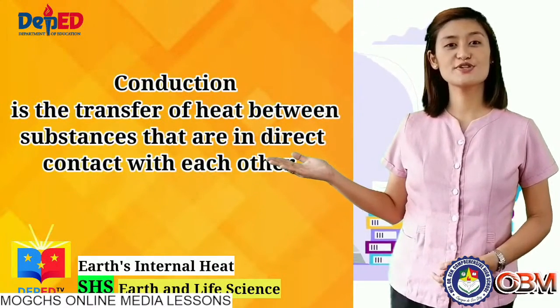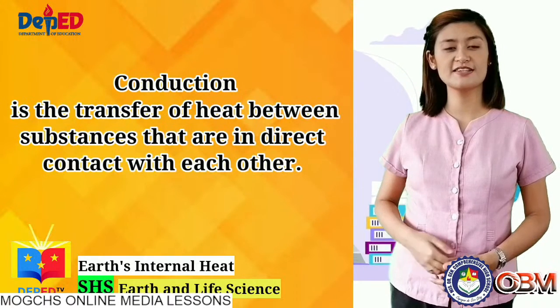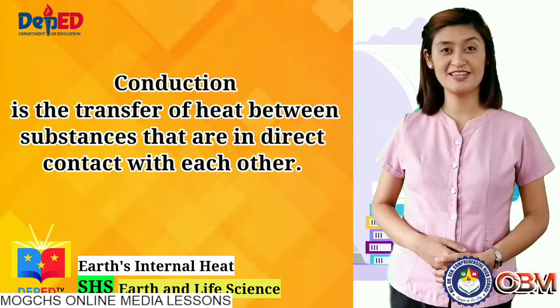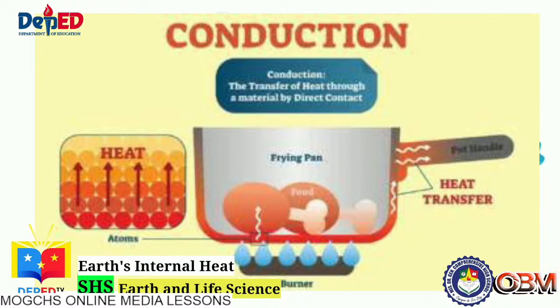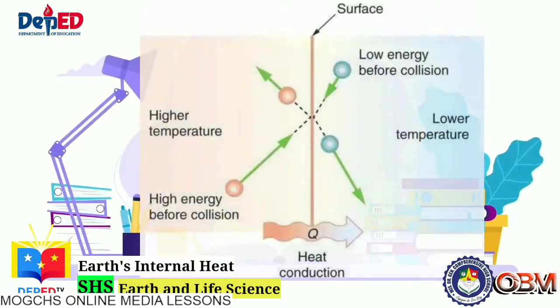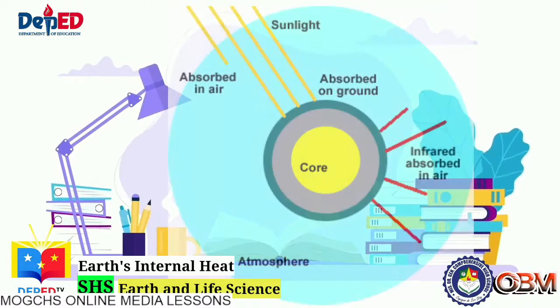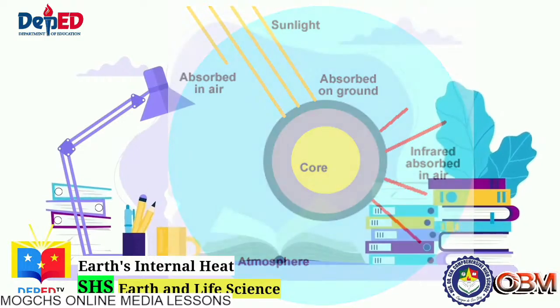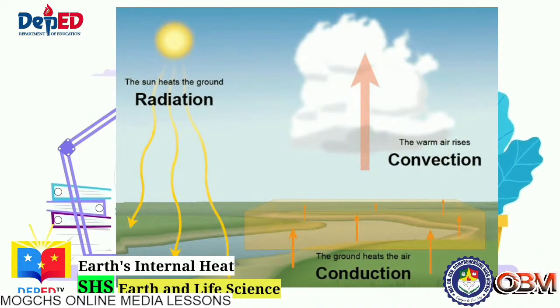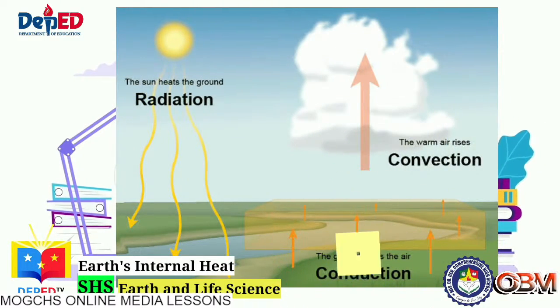Conduction is the transfer of heat between substances that are in direct contact with each other. This is the process by which heat energy is transmitted through collisions between neighboring atoms or molecules. Heat from the Earth's core and radiation from the Sun is transferred to the surface of the Earth by conduction.